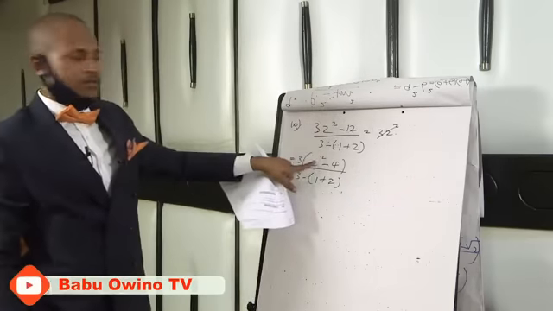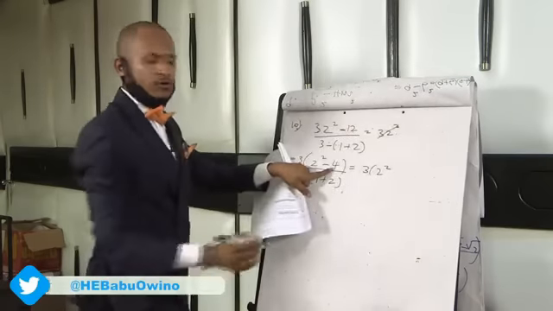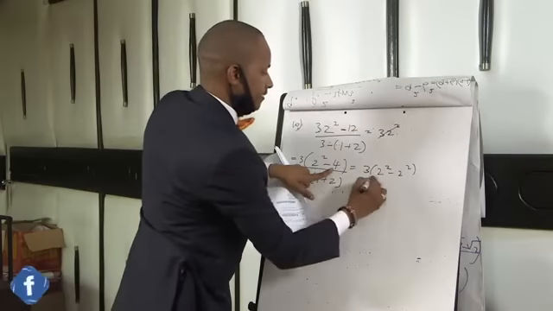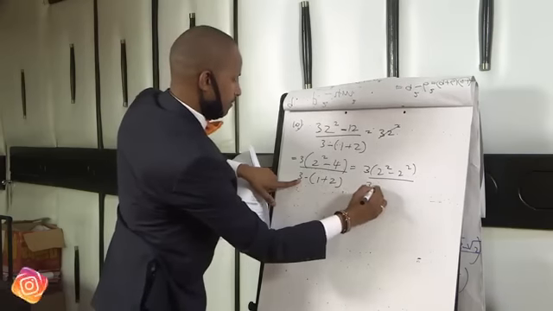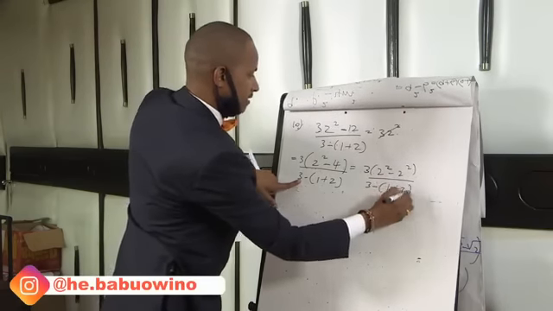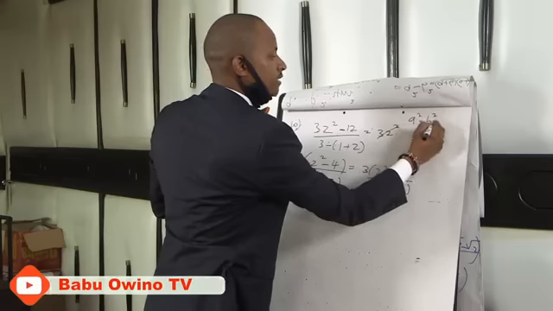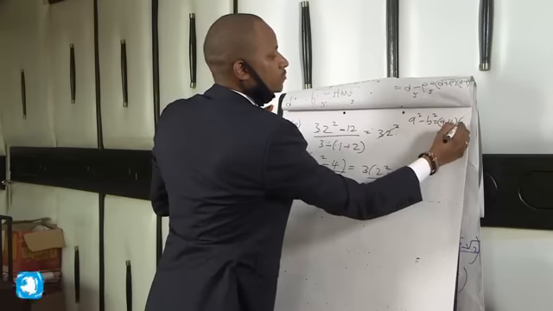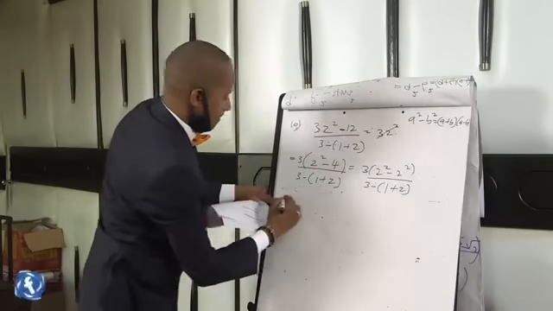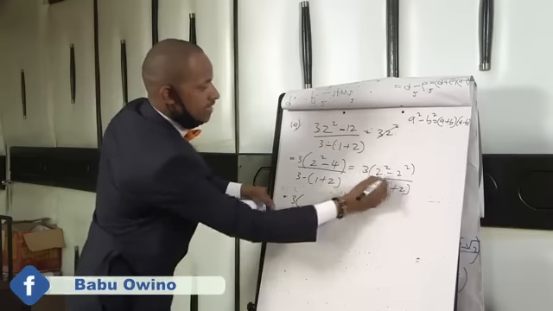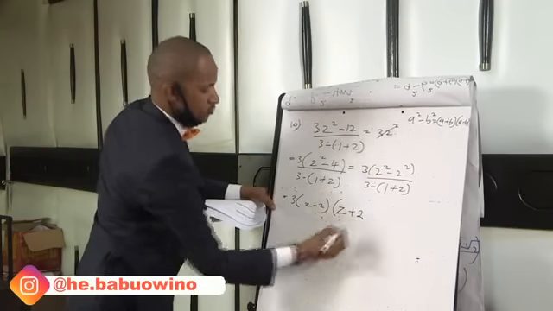So from here we have 3 into z squared, then minus 4, which can be written as minus 2 squared, divided by 3 minus 1 plus z. So this is the difference of two squares, and we say the difference of two squares, a squared minus b squared, is equal to a plus b into a minus b. So you only replace this by saying 3 into z minus 2 into z plus 2.